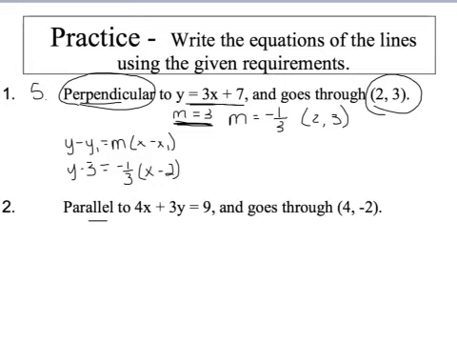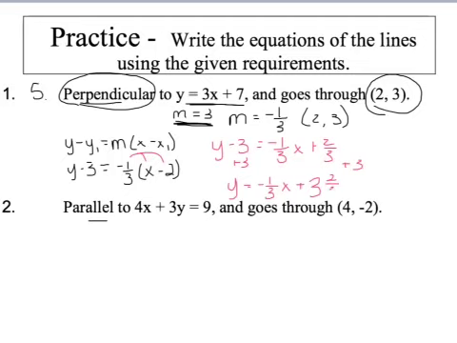Let's go ahead and solve this now for y. To start, I'm going to distribute negative 1/3. So I have negative 1/3 x plus 2/3. And then let's add 3 over. So I get y equals negative 1/3 x, and you can just leave it as 3 2/3. And there's the equation of my line that is perpendicular to their line.